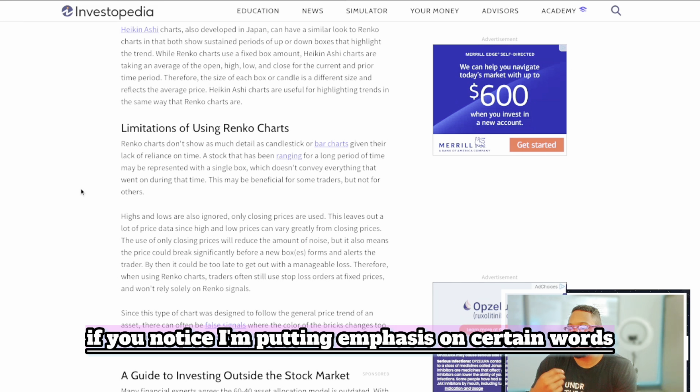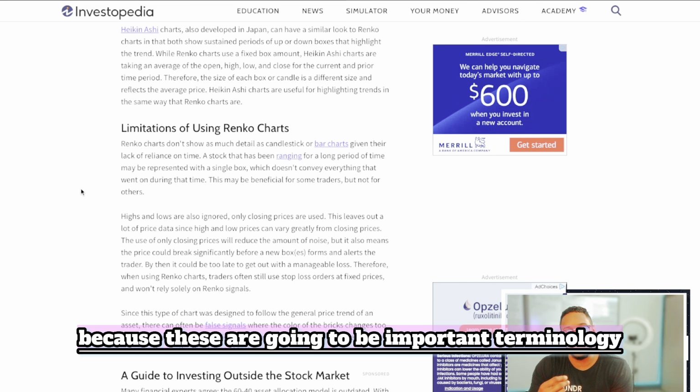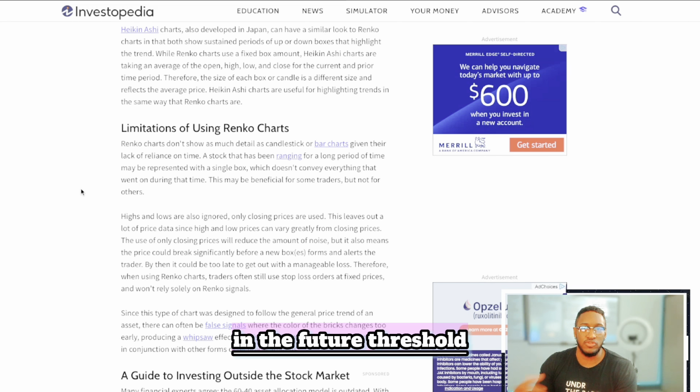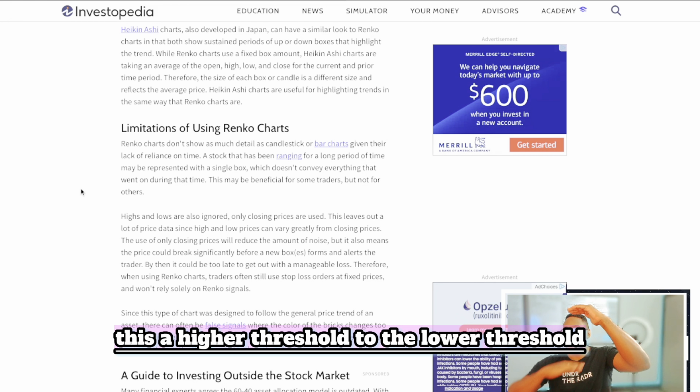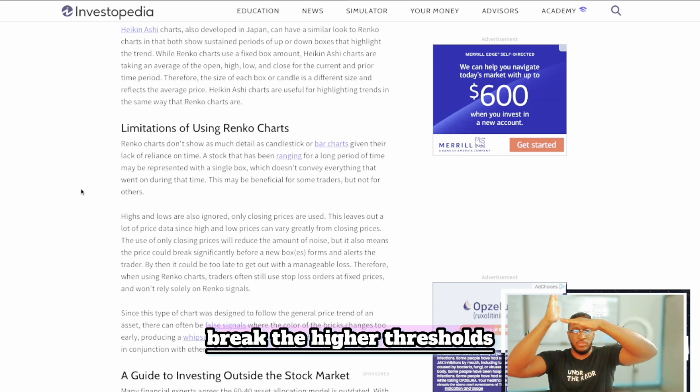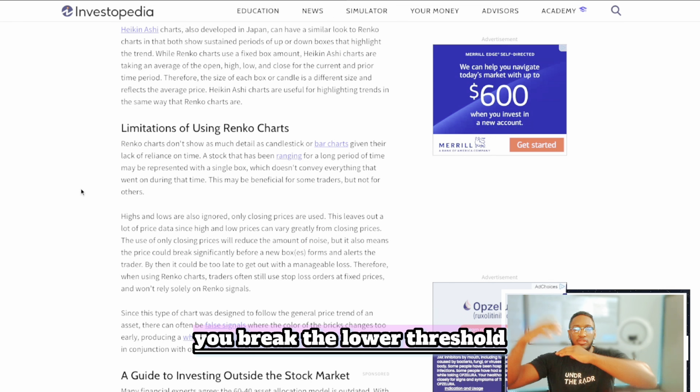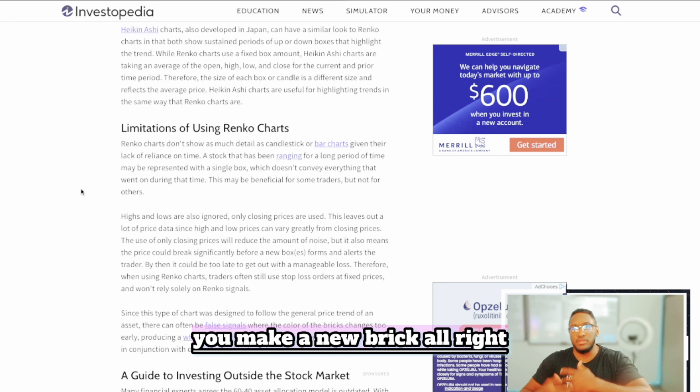If you notice, I'm putting emphasis on certain words because these are going to be important terminology in the future. Thresholds. There's a higher threshold and a lower threshold. You break the higher threshold, what happens? You make a new brick. You break the lower threshold, what happens? You make a new brick.